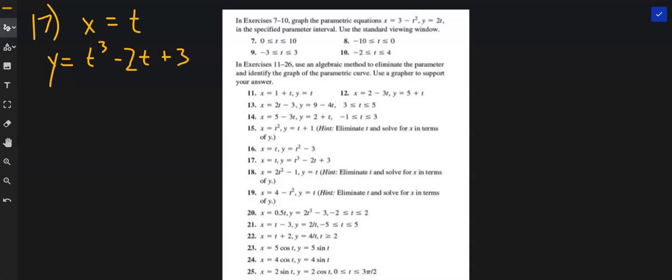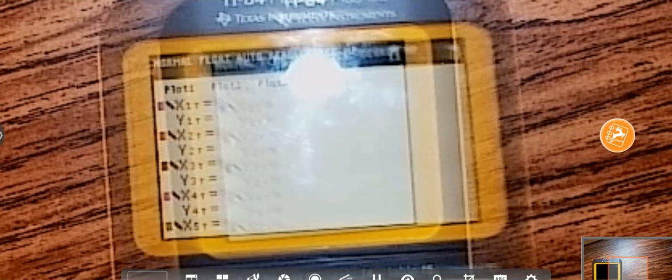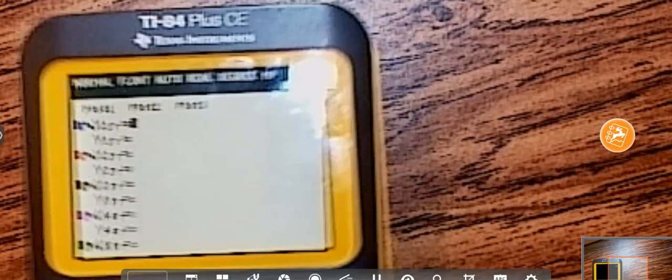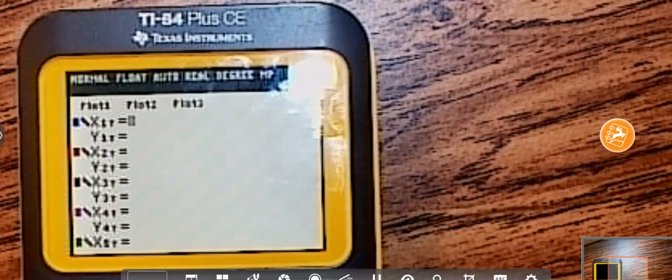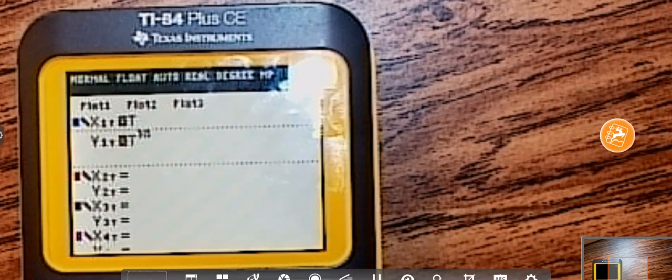Use an algebraic method to, well, before we do the eliminating the parameter, let's go to the graph here and see what we have. Let's jump over to the picture. Can somebody read it off to me since I took my picture off? I know it's x equals t, y equals t to the third minus 2t plus 3.